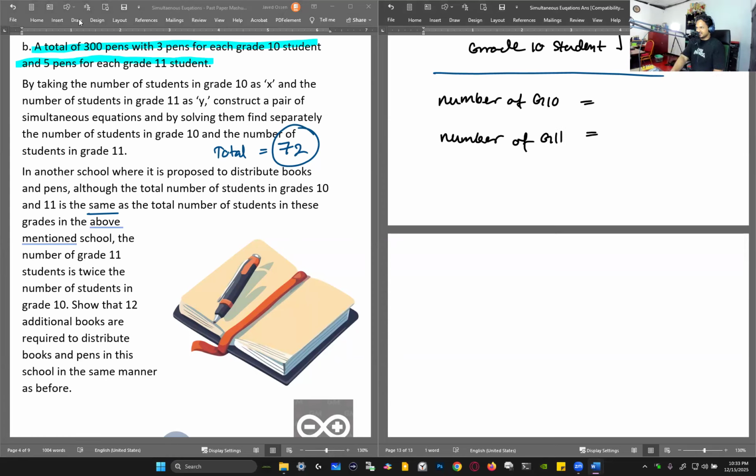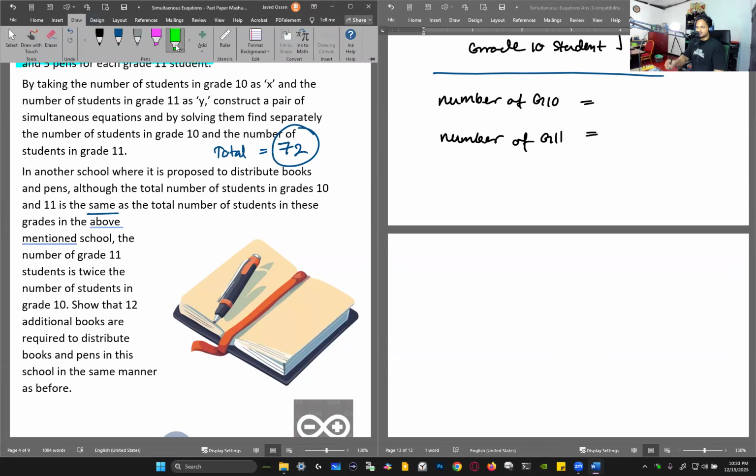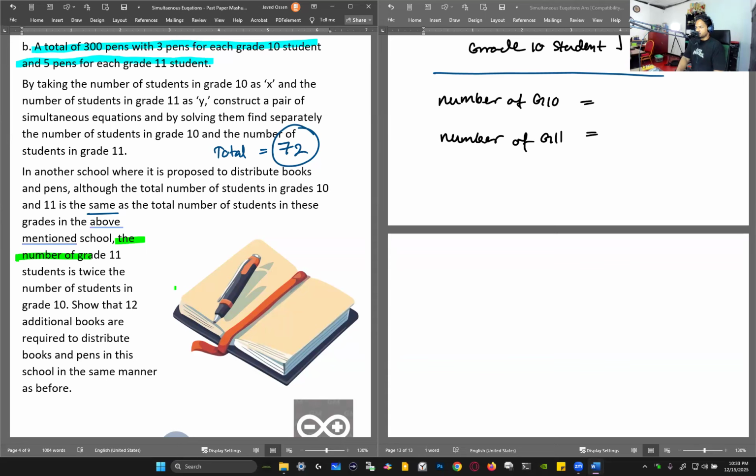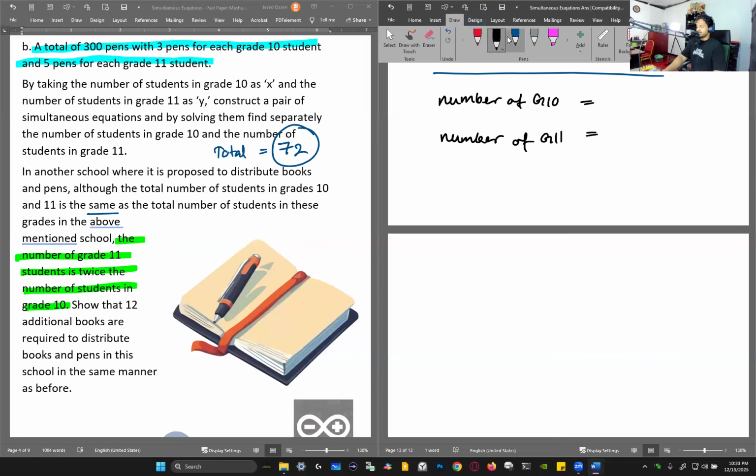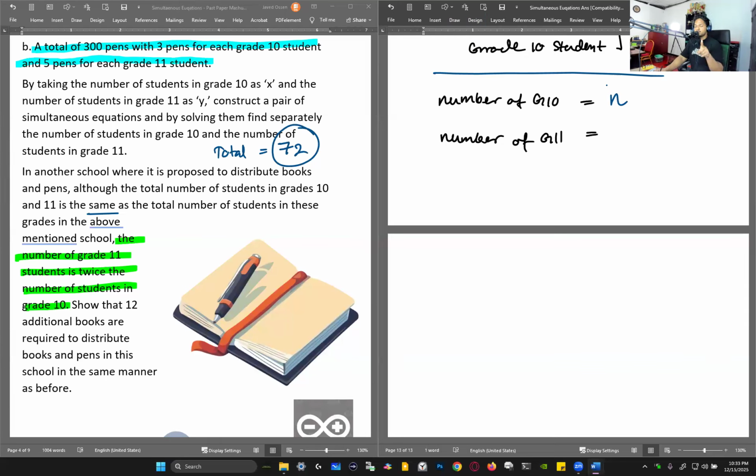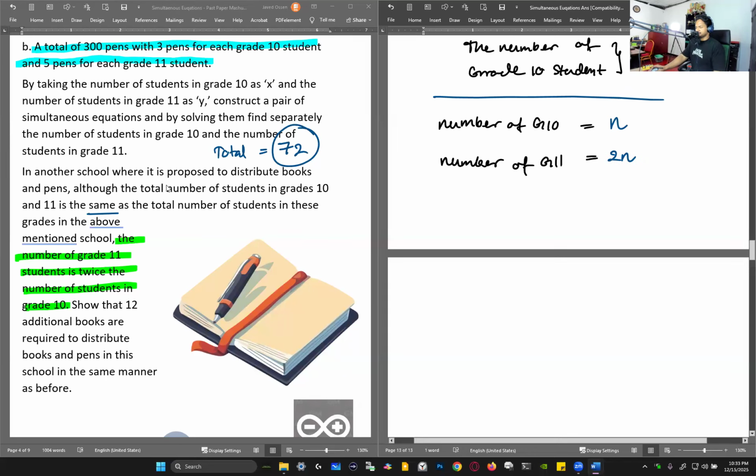But if you read this part carefully, the number of grade 11 students is twice the number of grade 10 students. If grade 10 students is equal to n, how many grade 11 students are there? 2n. 2n, well done.